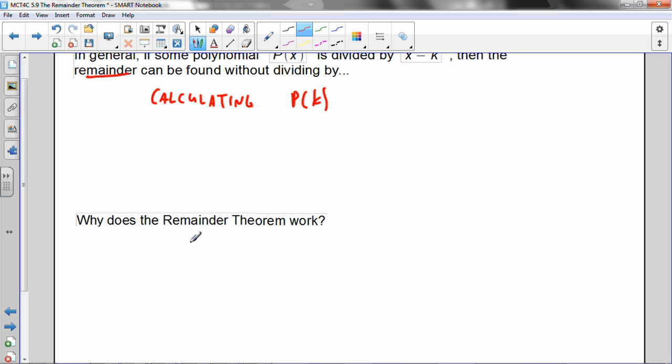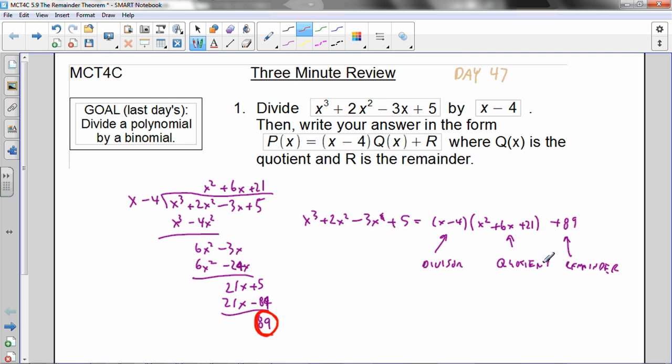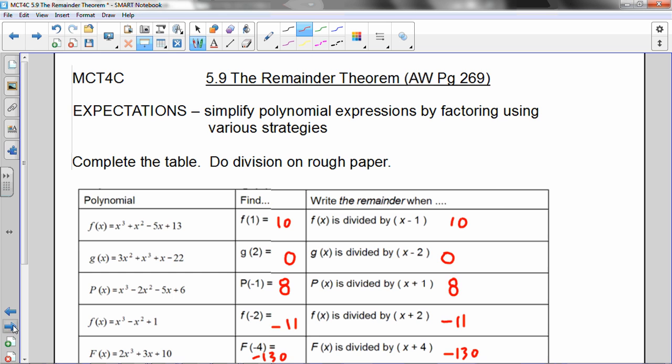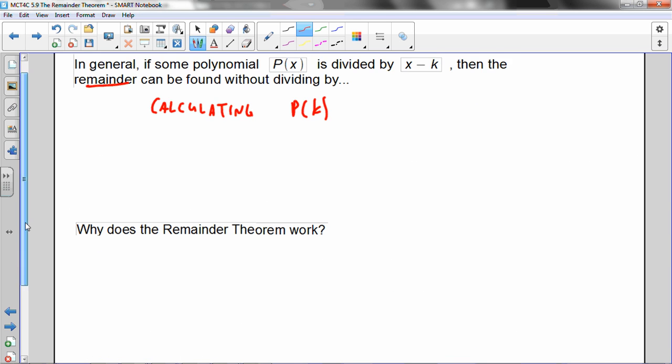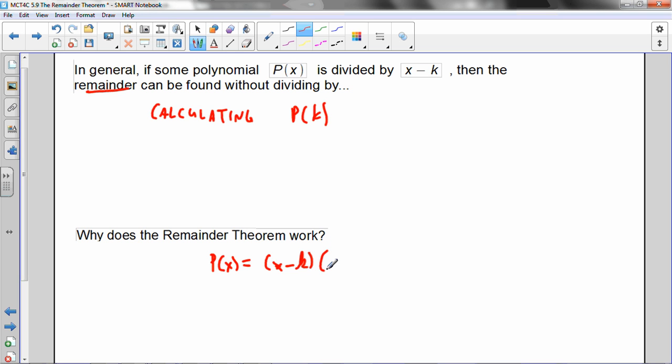Why does the remainder theorem work? Well, it goes back to the division statements from the 3-minute review, right? And we saw this last class as well, that any polynomial can be split up into a divisor, a quotient, and a remainder. So if I write that in general, I don't know what the exponents or numbers are, but a polynomial can be written as x minus k, that's the divisor, that's what we're dividing by, times the quotient, whatever the quotient happens to be, and we have no idea because we don't even know what p of x looks like, plus the remainder. This is the same as the division statement before. But have a look at what happens if I let x equals k in here.